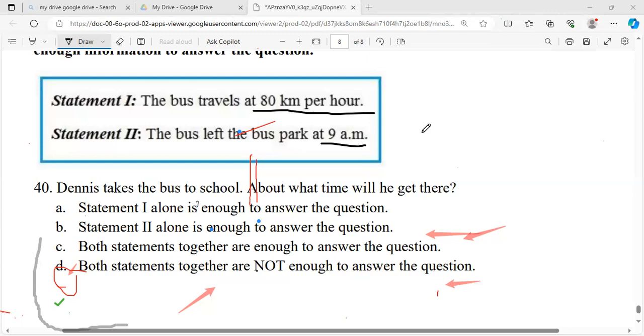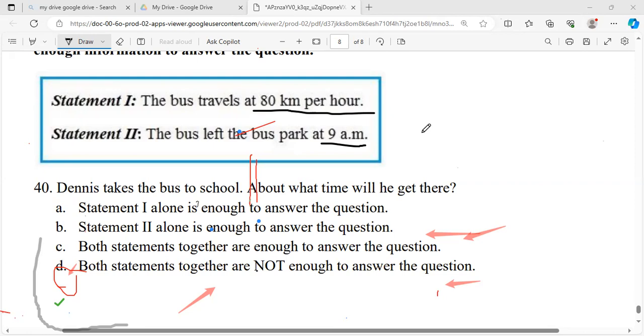Sir, my answer is C. All right, explain why. It says the bus travels 80 kilometers per hour, and says the bus left the bus park at 9 a.m. So each hour the bus can travel 80 kilometers. That's why I picked it. Okay, all right. Thanks so much.